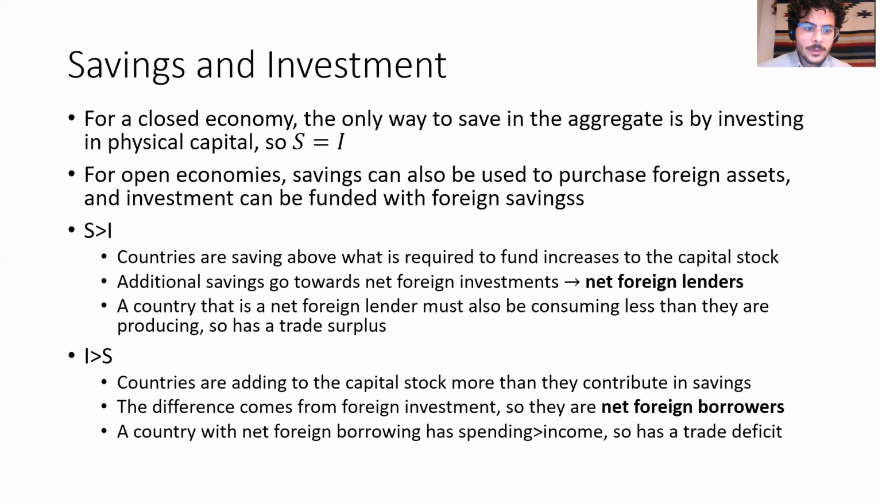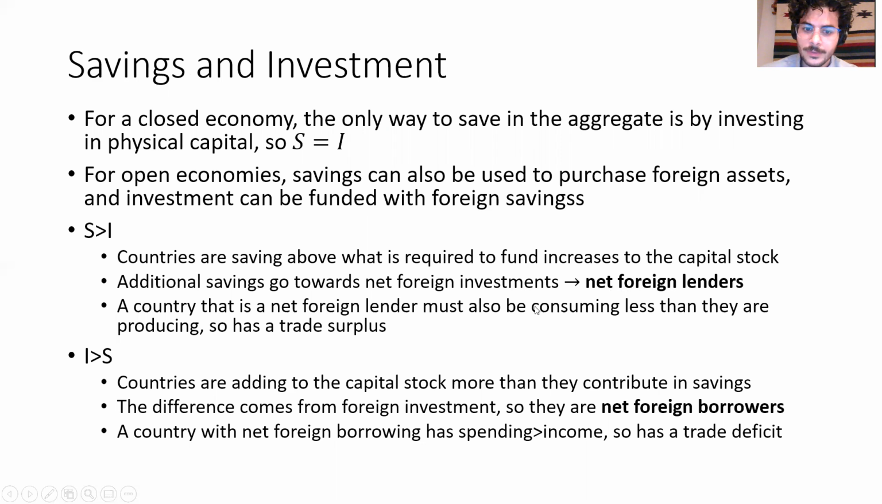So for open economies, we have two cases: either savings is greater than investment or the other way around. If S is greater than I, it means that countries are saving above what's required to fund increases to the capital stock. And those additional savings must be going towards net foreign investment. So if S is greater than I, that means this country is a net foreign lender. And we also know from our examples earlier that a country that's a net foreign lender must also be consuming less than they're producing. So they have a trade surplus. If you have a trade surplus, you're necessarily lending more to other countries than you're borrowing from other countries, and vice versa.